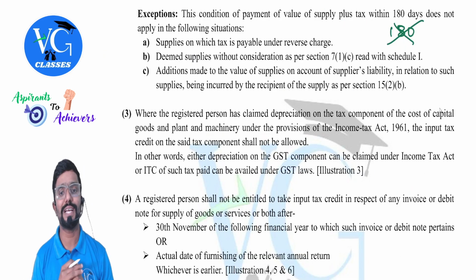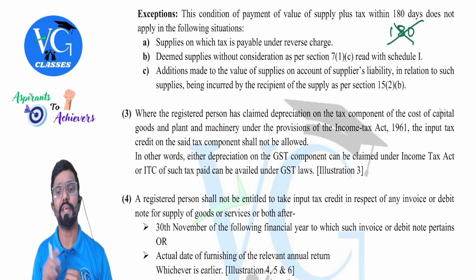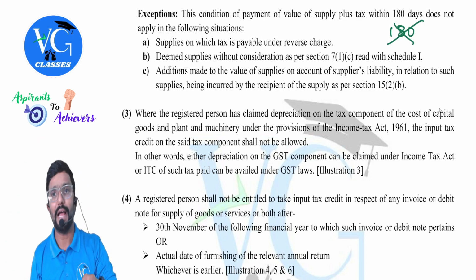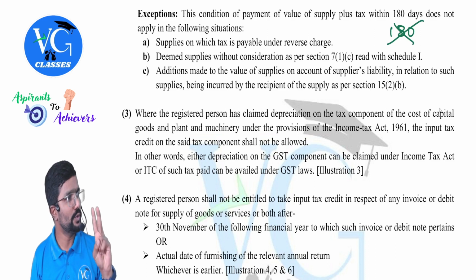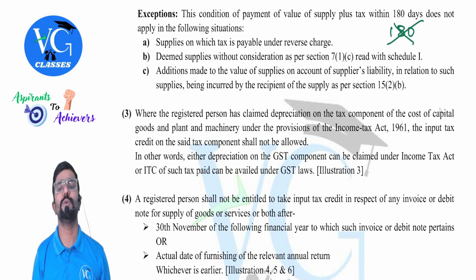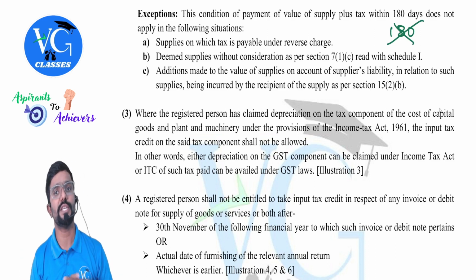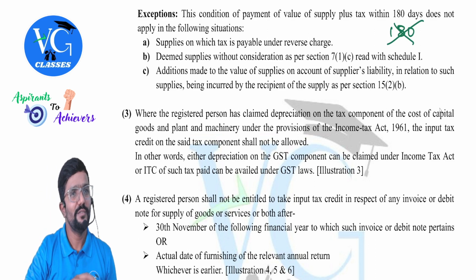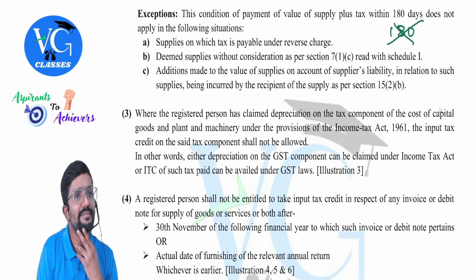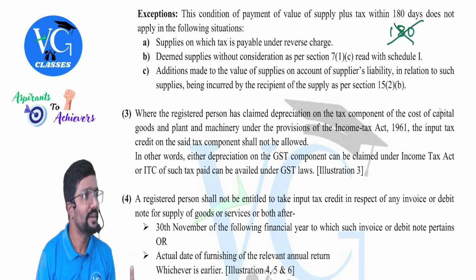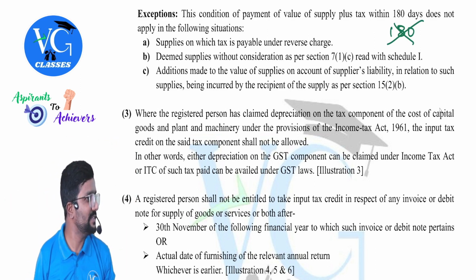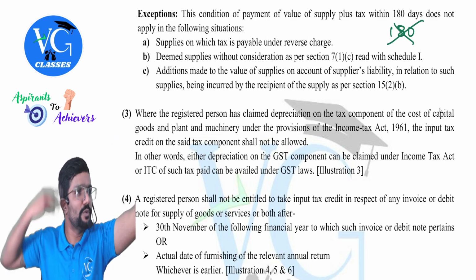Deemed supplies without consideration as per section 7(1)(c), read with Schedule 1. Para 1, 2, 3, 4, which will tell even without consideration, it is still a supply. Vishwas, you tell, when there is no consideration, what will recipient pay? What will he pay? Nothing. But in GST, they are telling it is still a supply. Supplier has to pay GST.